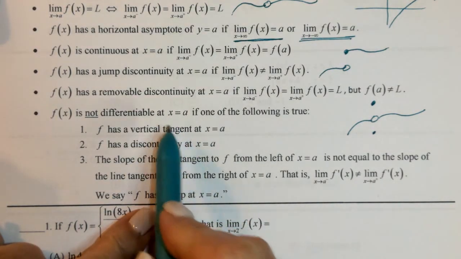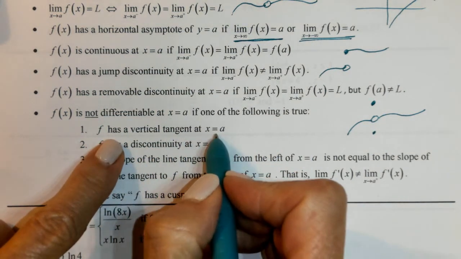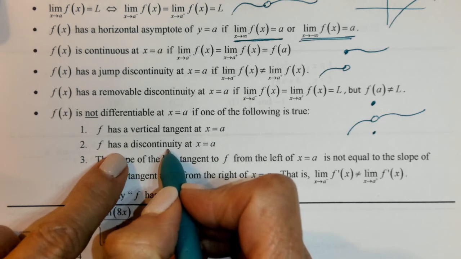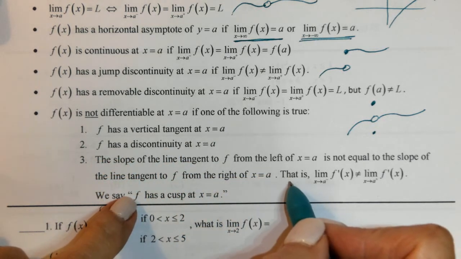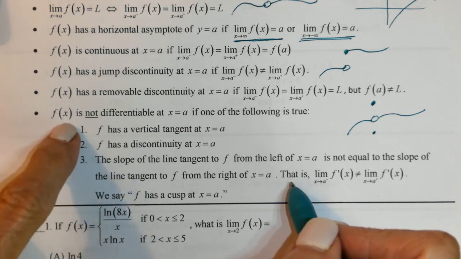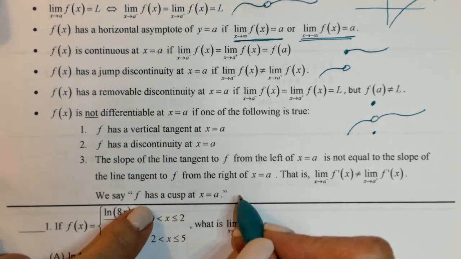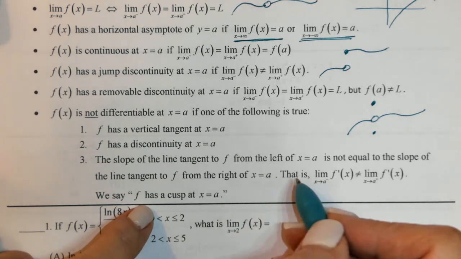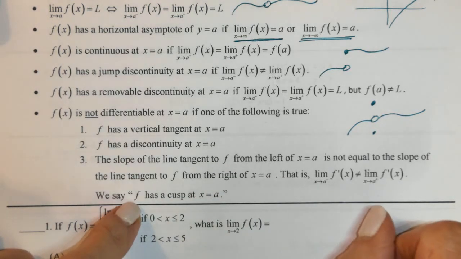There are 3 reasons a function is not differentiable, or can be not differentiable, at a value of x. So f has a vertical tangent, f has a discontinuity, or f has a cusp. Okay, so f is not differentiable at x equals a if f has a cusp. So you can say that f prime does not exist if f has a cusp. Be sure to keep that straight. A cusp is when the slope from the left does not equal the slope from the right.